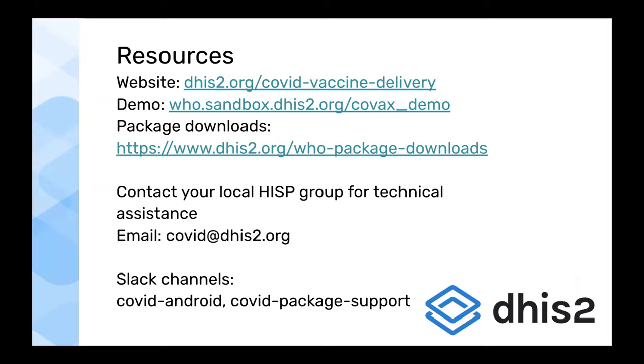And please contact your local HISP group for technical assistance. They can help you answer most of your questions. If you don't know who your local HISP group is, you can email us at covid@dhis2.org, and then we will route this information to the right people and answer the questions that you might have. I think that is it for me. I'll give the word over to Max or Rebecca for questions.